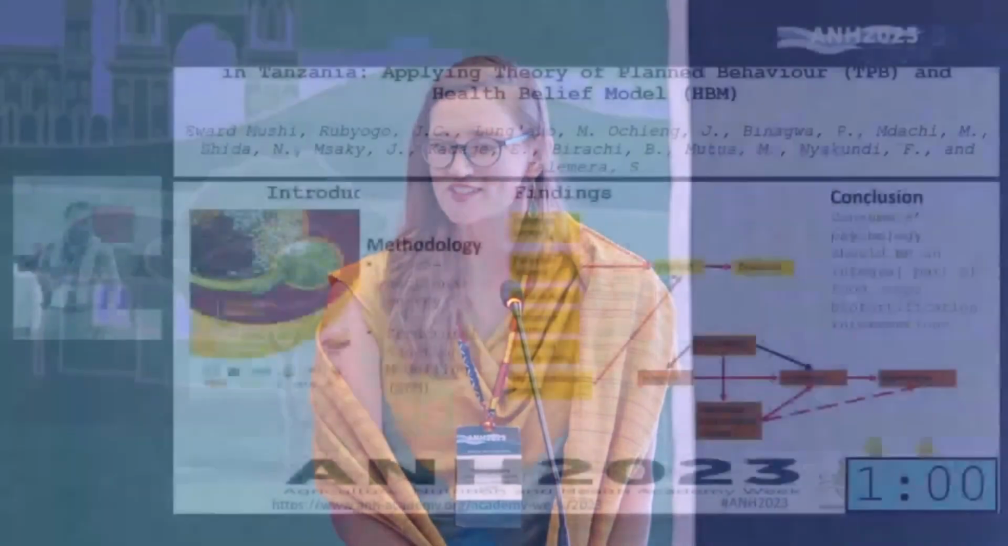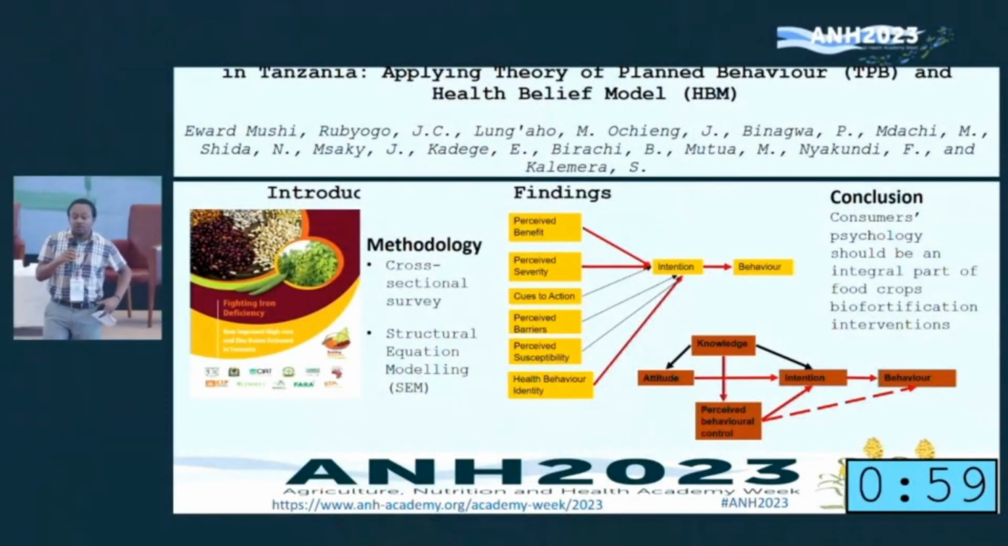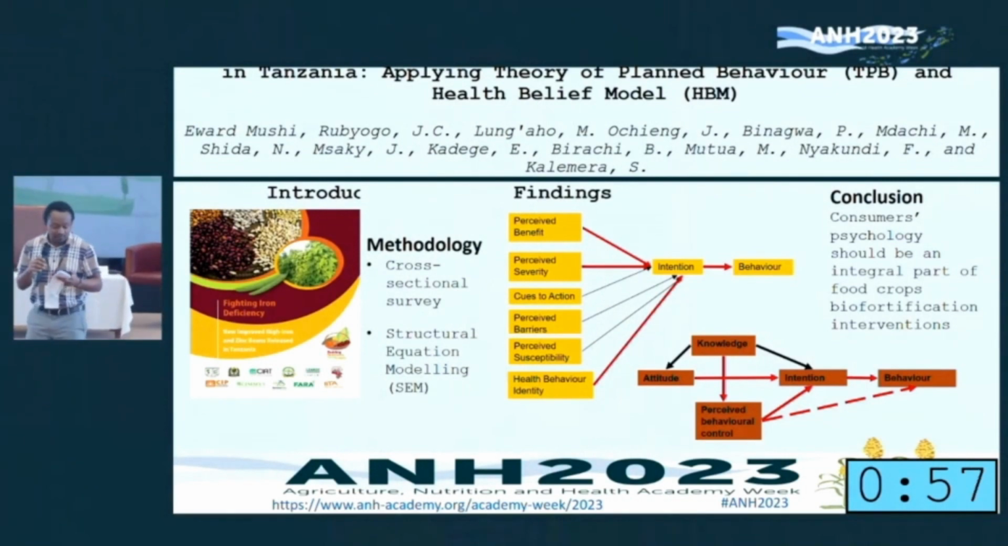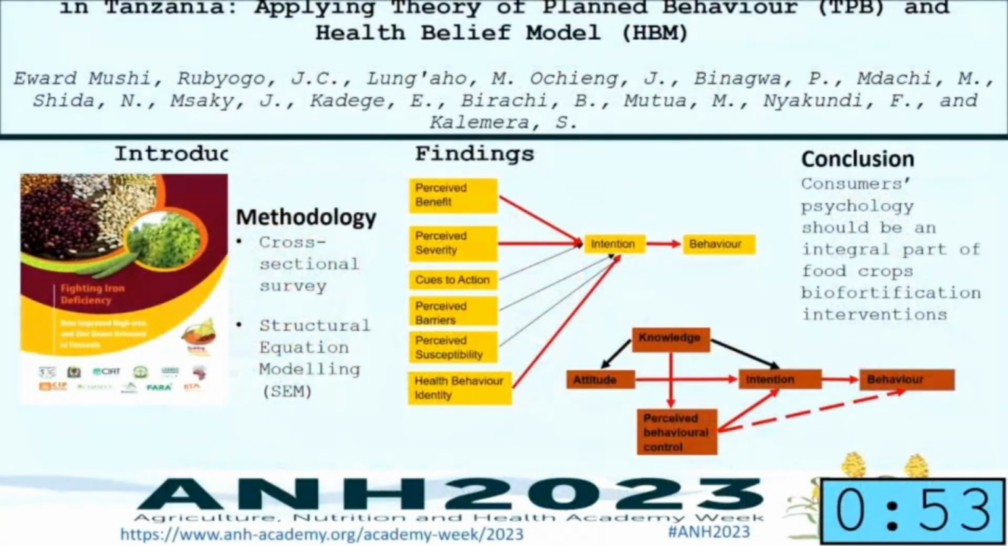Although crop biofortification is considered the best way to reduce micronutrient deficiency, consumer acceptance for the same is not guaranteed. So we used the theory of consumer behavior and the theory of planned behavior to try to ascertain factors which could affect the intention to consume high iron beans.